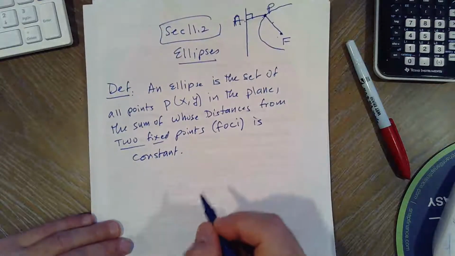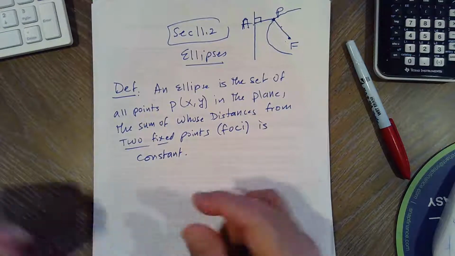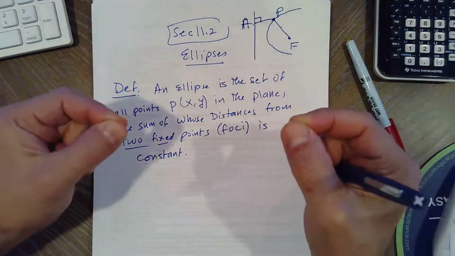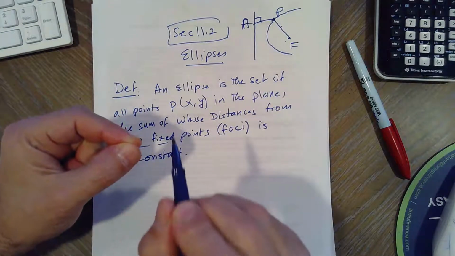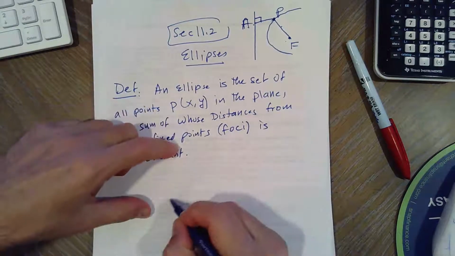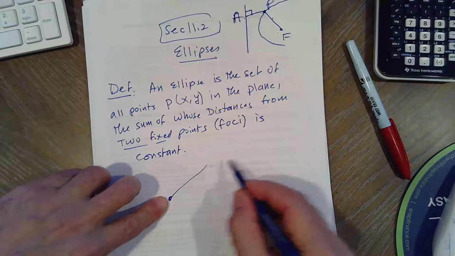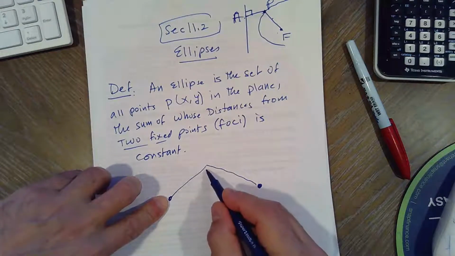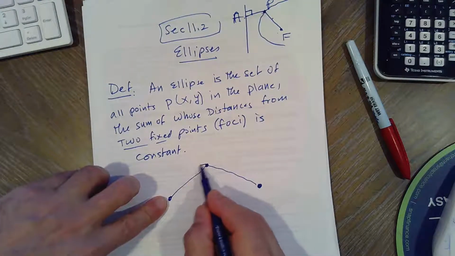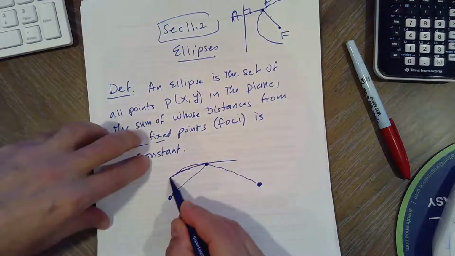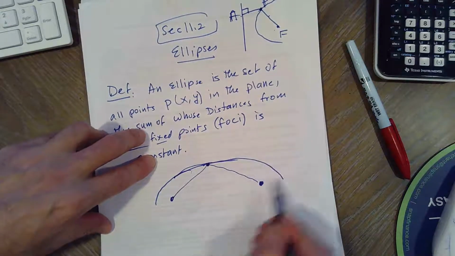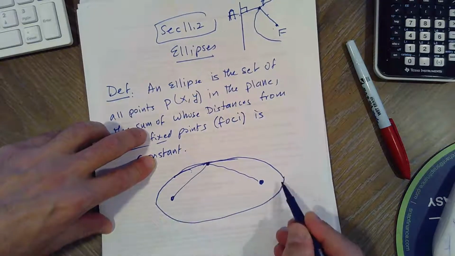Now, this is different. This is like having a thread. We all know what a thread is. Cut a piece of thread and put a pen or pencil in the middle. So you fix the ends of the thread, and you put a pencil here, and then you move the pencil all around. You try it at home. It's neat. You get what we call an ellipse.